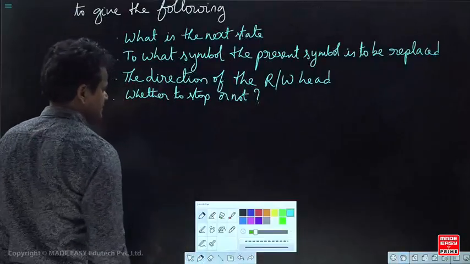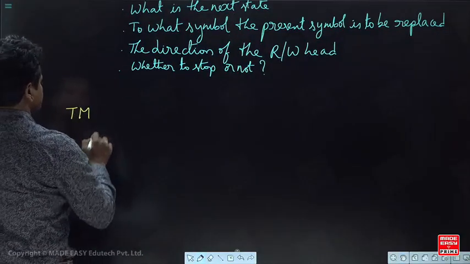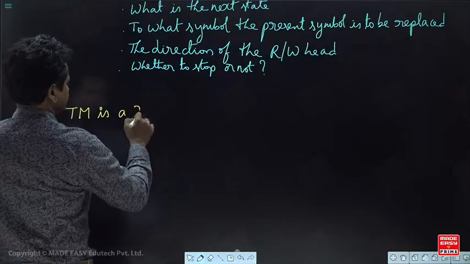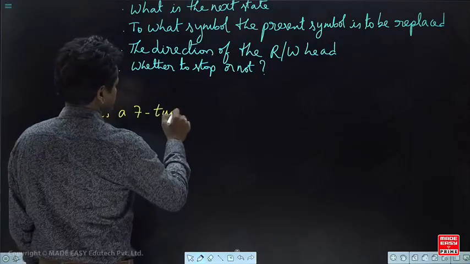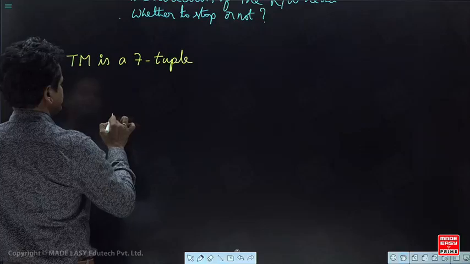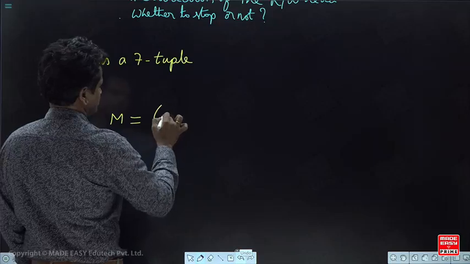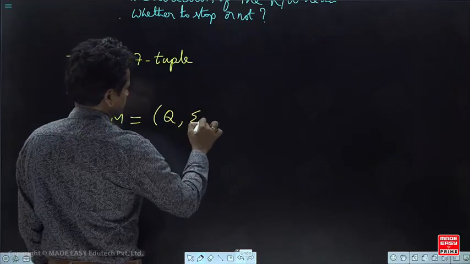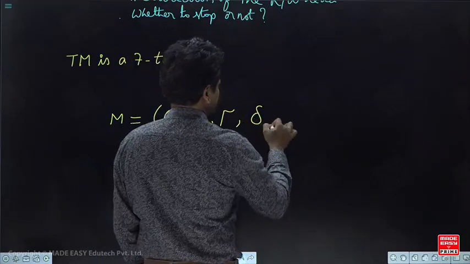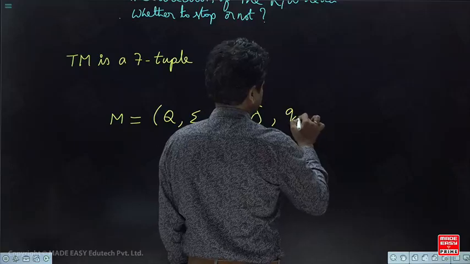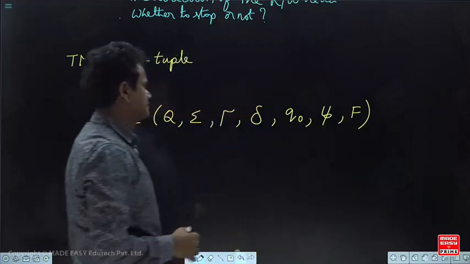Next, we will see the structure. A Turing machine is a 7-tuple. Generally we represent it with M, which stands for machine: M = (Q, sigma, tau, delta, Q naught, blank, F). This is the 7-tuple. Okay, now.